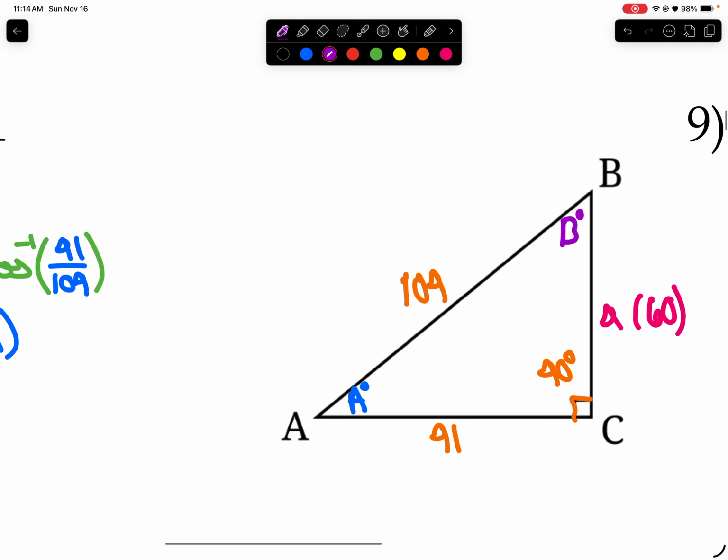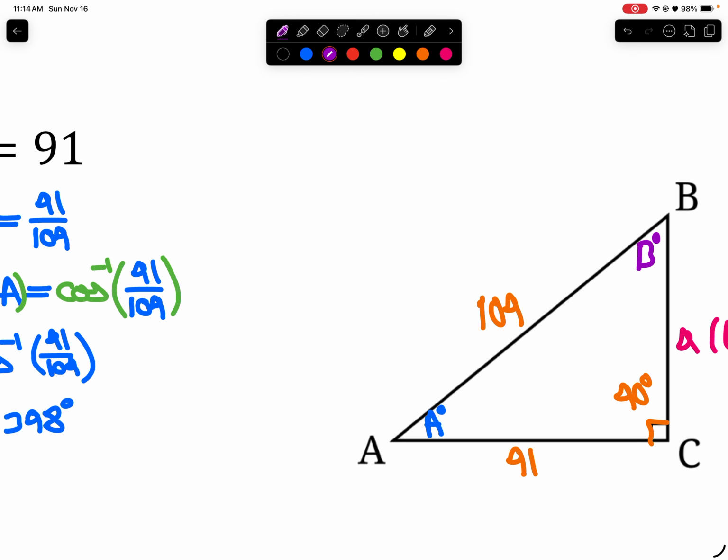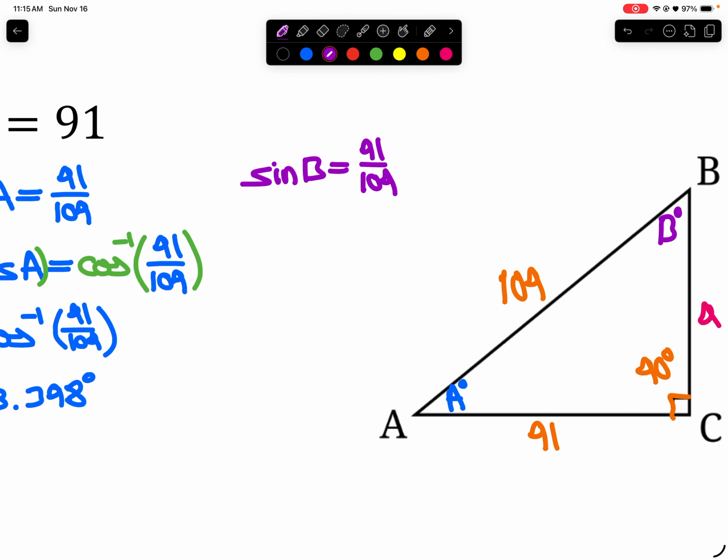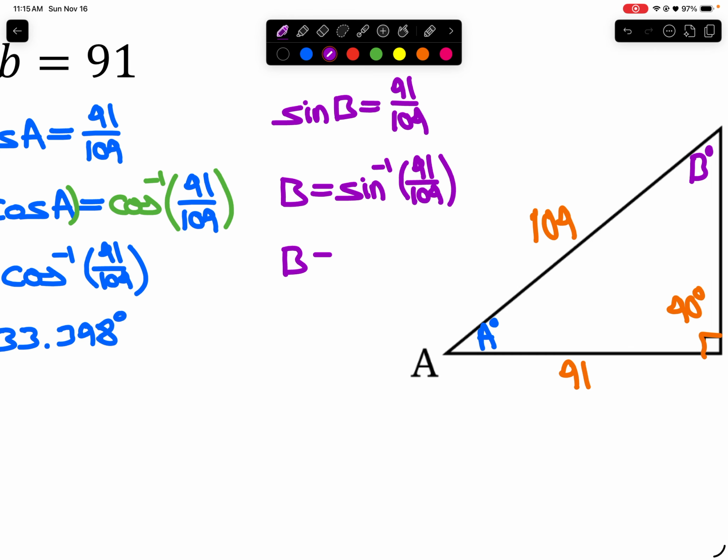With angle B, I have the opposite side length, and I have the hypotenuse. So opposite and hypotenuse means I'm going to use inverse sine. So I'm going to have sine of B equal to 91 over 109. Same as before, I'm going to take inverse sine of both sides. So B is equal to inverse sine of 91 over 109. When you plug that in, B is going to be equal to 56.602 degrees.